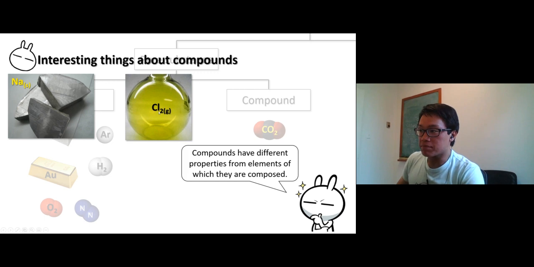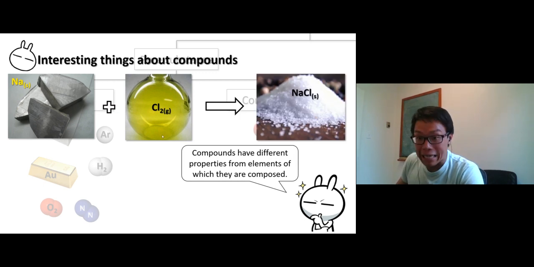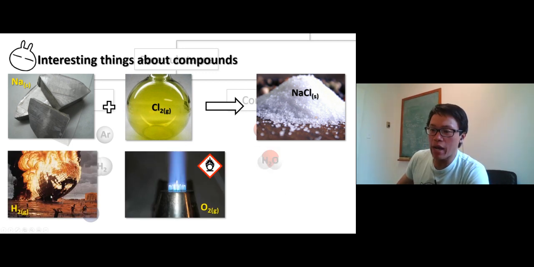Chlorine is a toxic gas, right? Combine these two, explosive stuff, toxic stuff, what do we get? Sodium chloride. We eat it. That's table salt, right? So the properties of sodium chloride are way different from what they were as atoms. Right, one more.